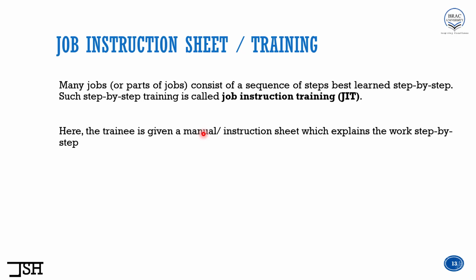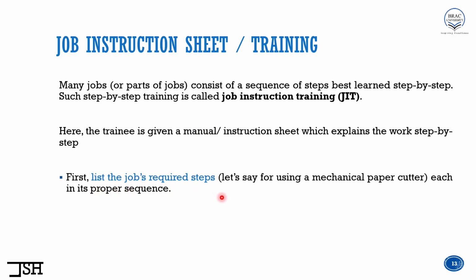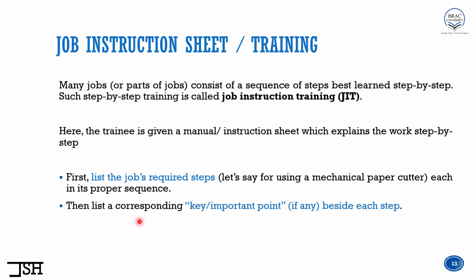So what happens here? First, list the job's required steps in a proper sequence. Now, let's say we are going to use a mechanical paper cutter or any machine for that matter. And for that, the first thing we have to do is list the job's required steps in a proper sequence. After that, we have to list a corresponding key or important point beside each step. Do not worry about what I said right now in the last point. I'm going to explain this point very soon with a thorough example. The main point here is that we have to list all the instructions of the job step by step on a piece of paper or on an instruction sheet.